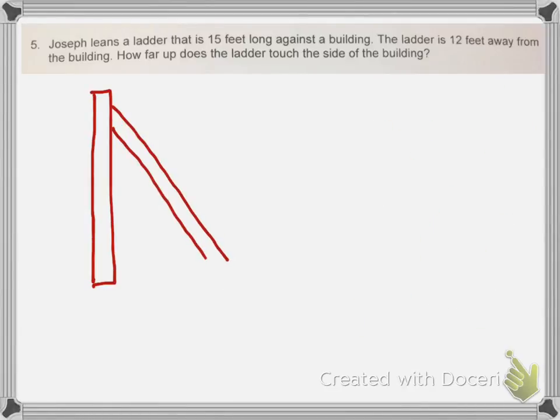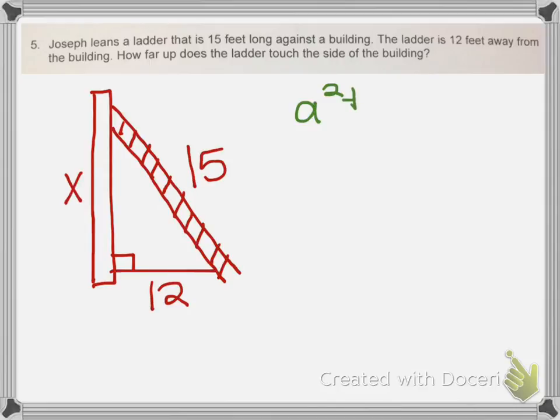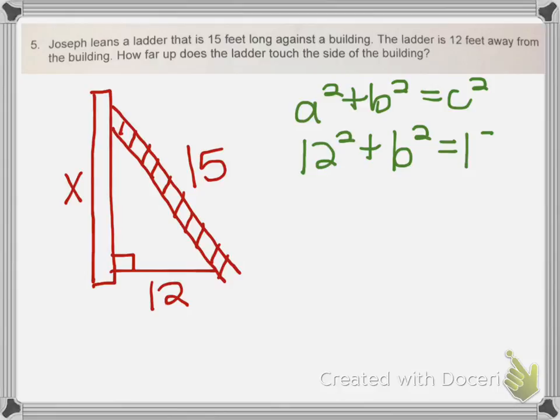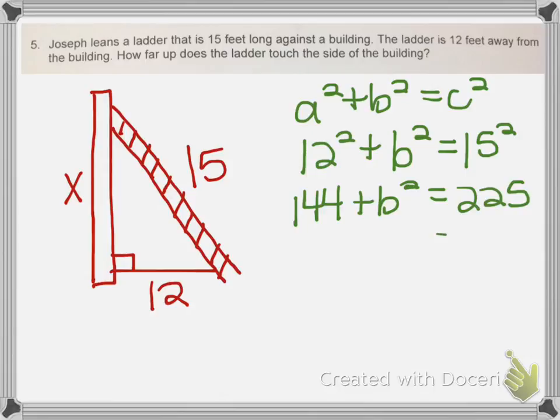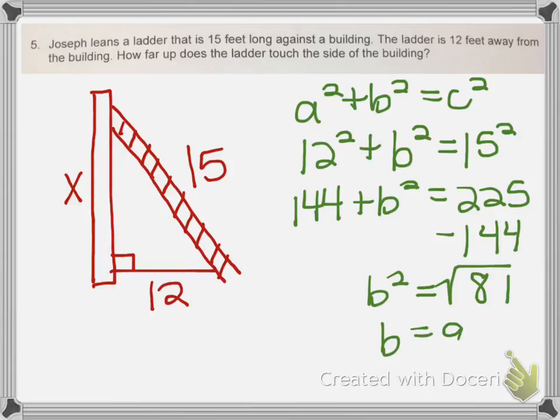Joseph leans a ladder that is 15 feet long against a building. The ladder is 12 feet away from the building. How far up does the ladder touch the side of the building? Since the length of the ladder is the hypotenuse, find the difference of 15 squared and 12 squared. Then find the square root of 81, which is 9 feet, the height the ladder touches the building.